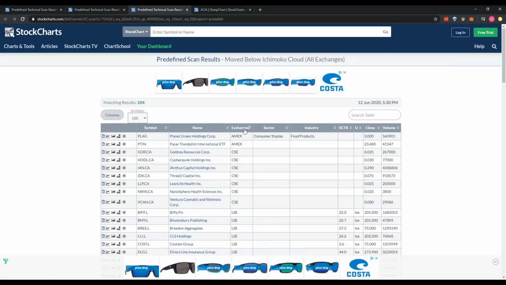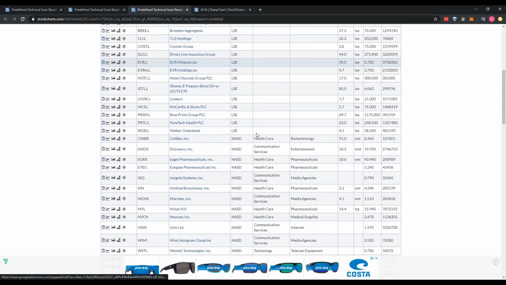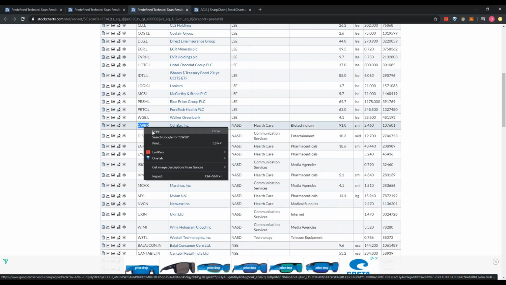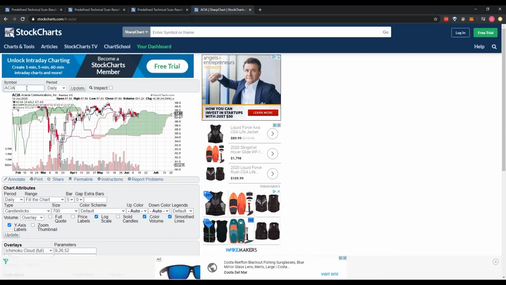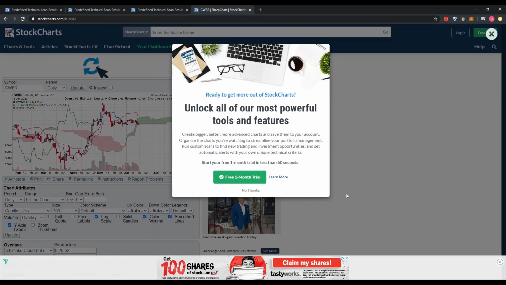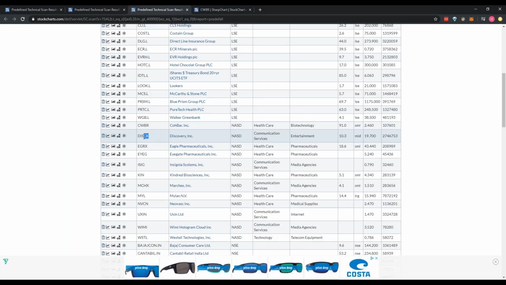We're going to sort by the exchange because this one is filtering for move below the cloud. Go down here to CWBR, and then place this in here. Put it right there, and go like that right there. That's a good looking one. It's a penny stock though, so it's going to be harder to trade. Okay, so let's go see if let's go discovery here.